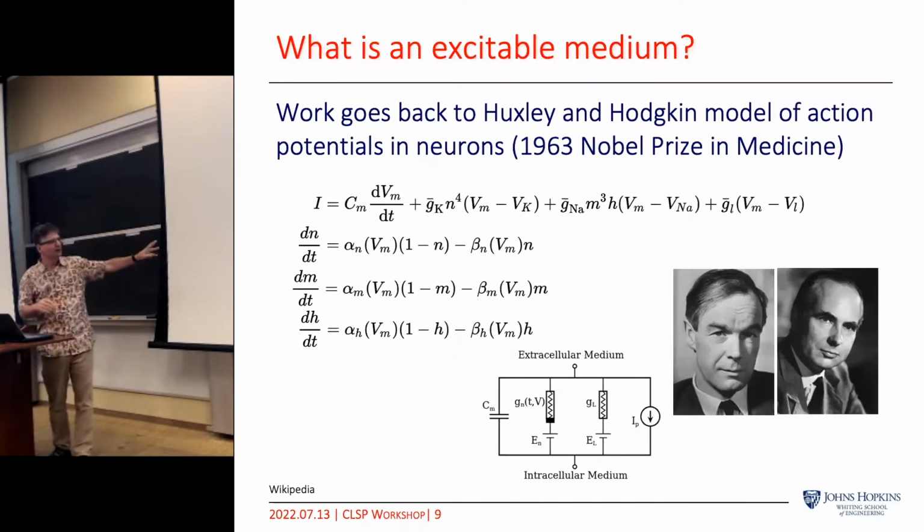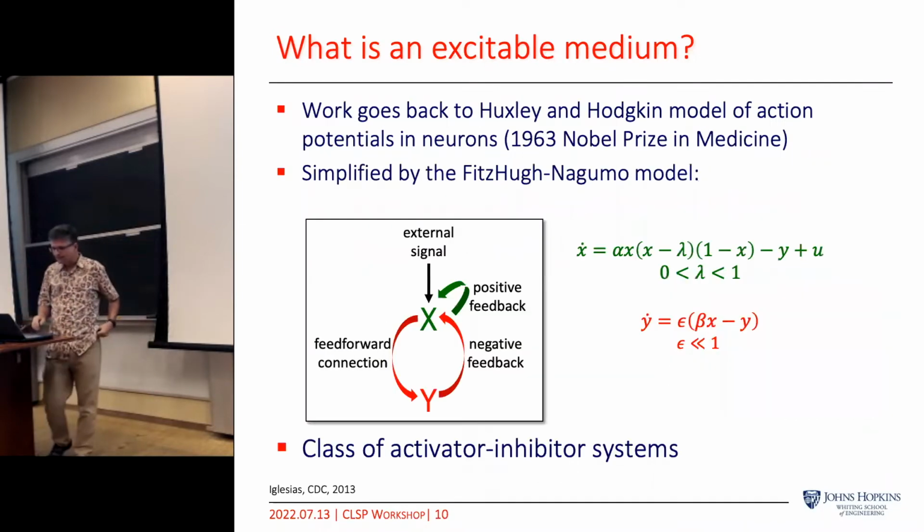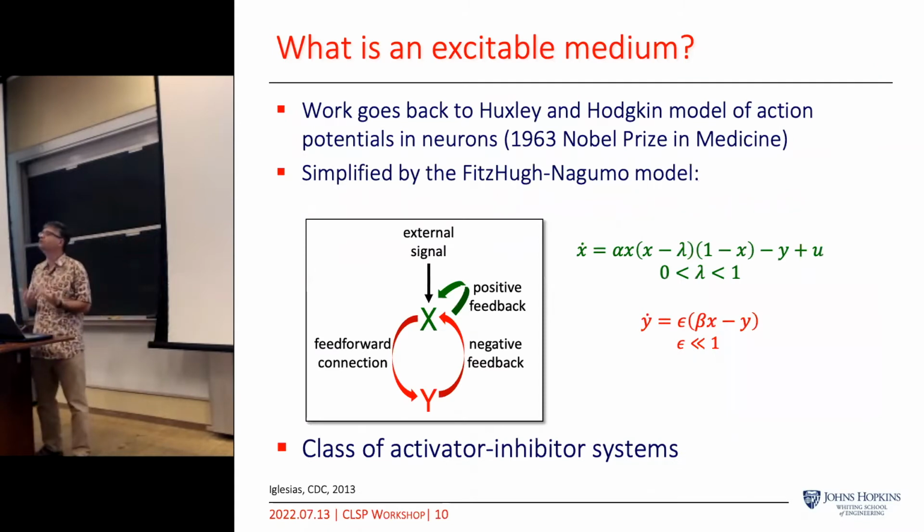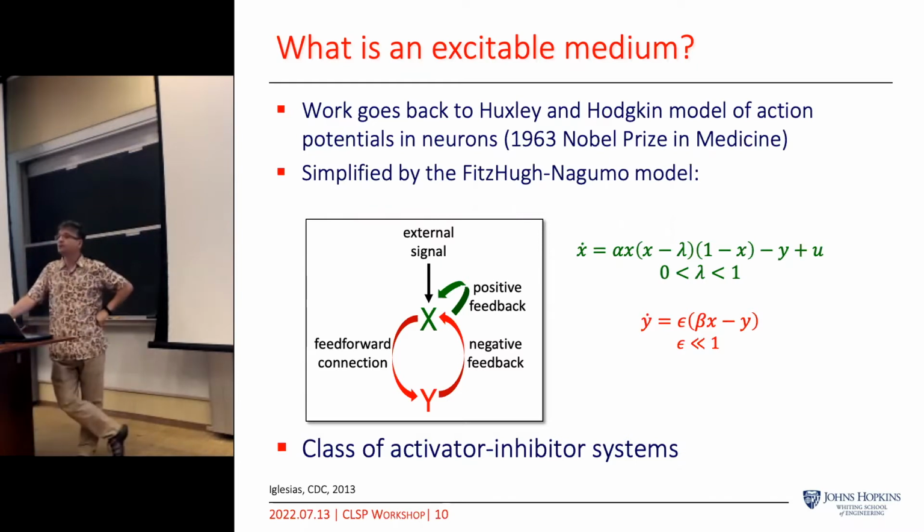I won't go through it, but a more parsimonious model of how this works is due to two sets of people. Richard FitzHugh, who actually got his PhD here in biophysics in the 1950s, and a trio of Japanese experimentalists who were actually building an electronic circuit to make these action potentials. And for some reason, we only ever remember Nagumo, who was the first author of the paper, but there were two other ones.